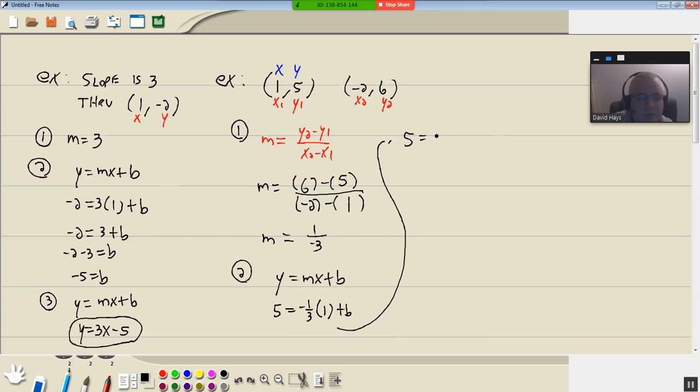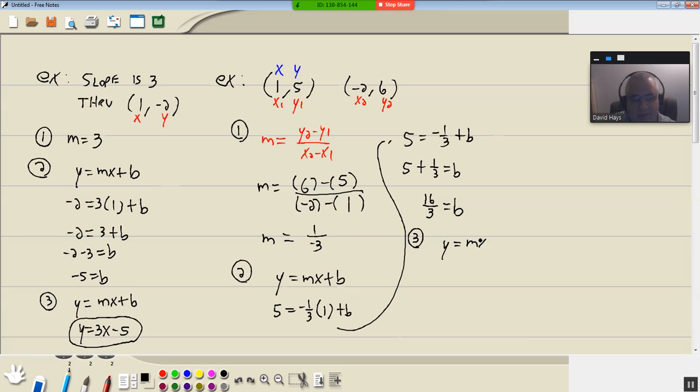So we got 5 is equal to -1/3 times 1, which is -1/3, plus b. And then I'll take -1/3 over, and it becomes a +1/3. Now this is a mixed number form. So we're going to take the number to the side and multiply it times our denominator. 5 times 3 is 15, and we'll add the number up on top. 15 plus 1 is 16, and then our denominator stays as is. So b is equal to 16/3.